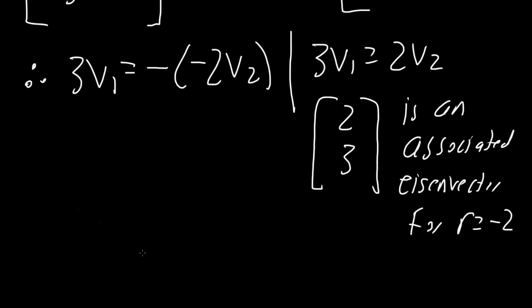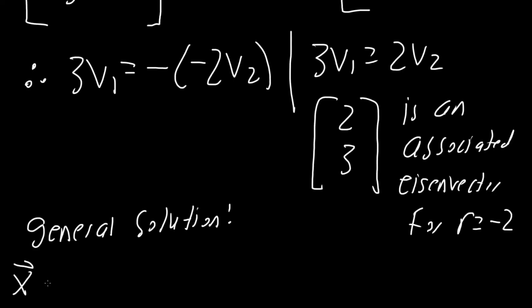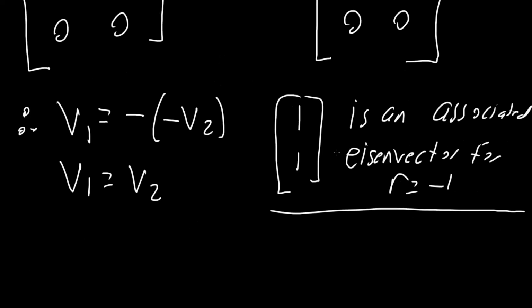And so now we will do the general solution. So let me write this down. General solution. And to do that, we have to go back to our two eigenvectors. And so let's do that. We will say the first eigenvector we had was this. So it was 1, 1 for r is equal to -1.